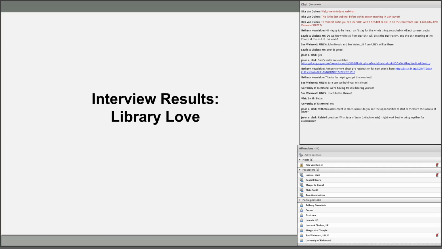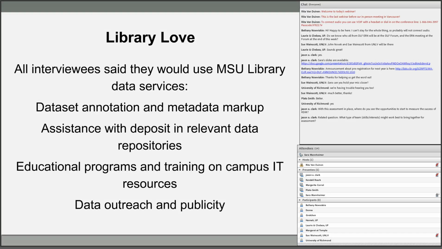And then our last and favorite interview result was people love the library. All of the interviewees we talked to said they would use our data services, especially dataset annotation and metadata markup, assistance with deposit in repositories, educational programs, and data outreach and publicity.